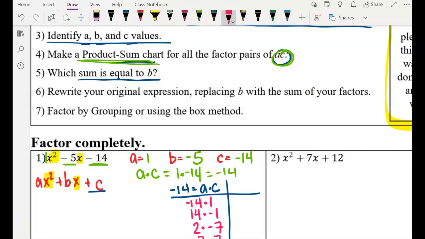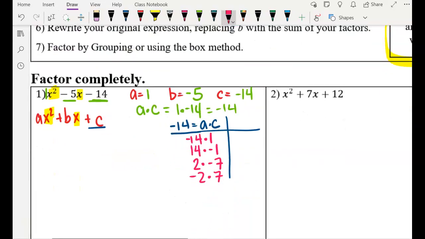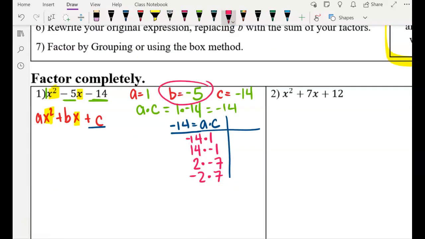Then it says, which of those set of factors is going to give us a sum of b? Guys, b is -5, so -5 goes here. Well, let's see. Is -14 plus 1 equals -5? No way. And then how about 14 plus -1? Not -5, so not happening. Now 2 plus -7. Yes, that right there is what we're looking for, okay?